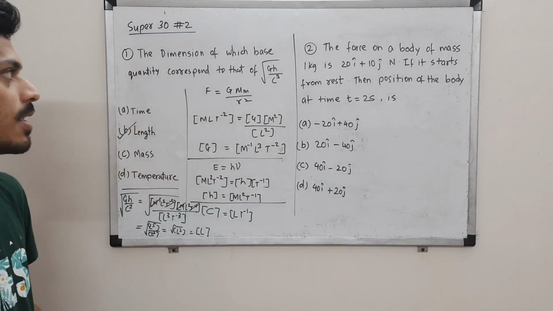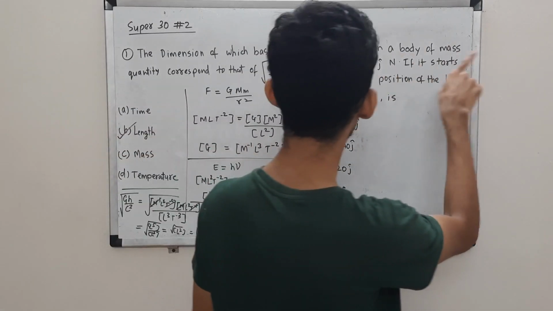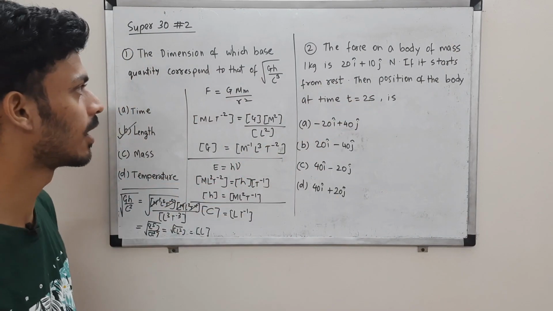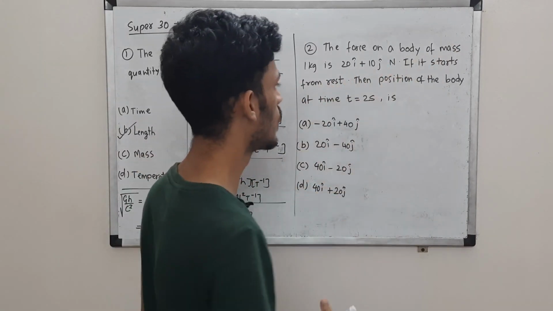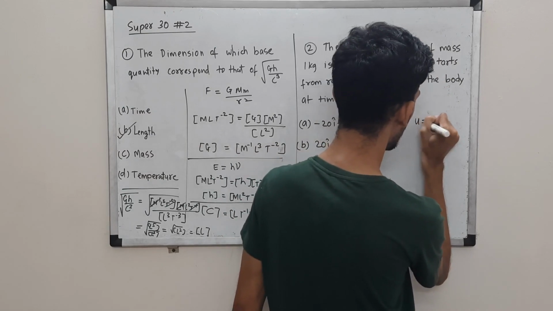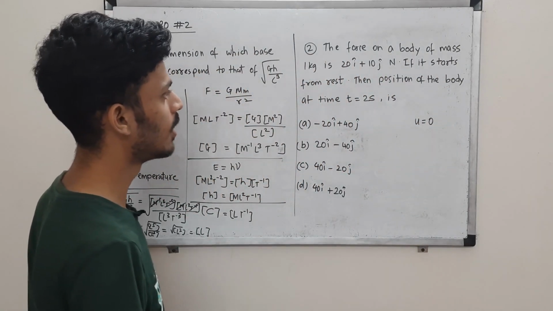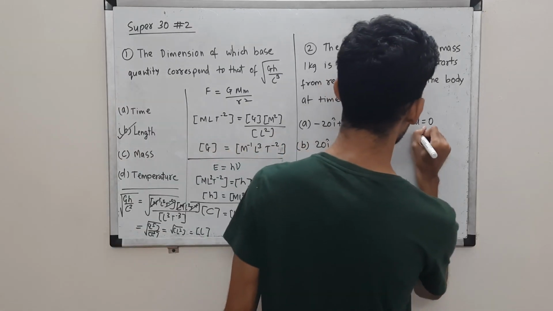Let's come to this one. This question says the force on a body of 1 kg is this, given in vector form in newtons. If it starts from rest, so u is given. Write down the things as we go through the questions. Then the position of the body, so basically you are supposed to find s.